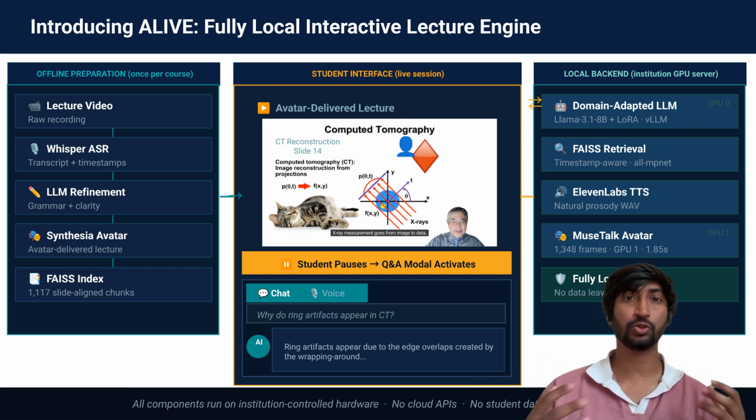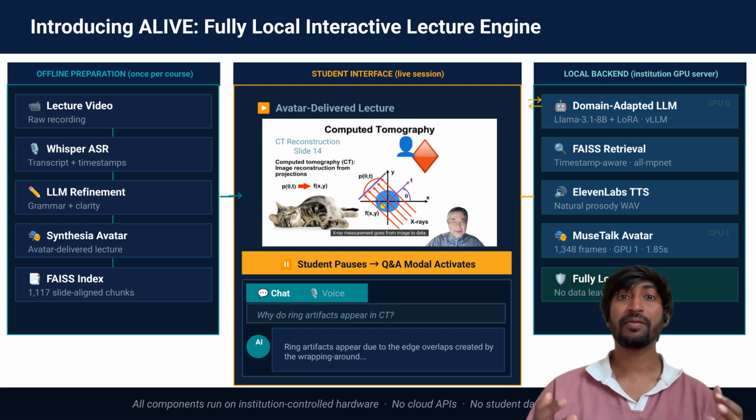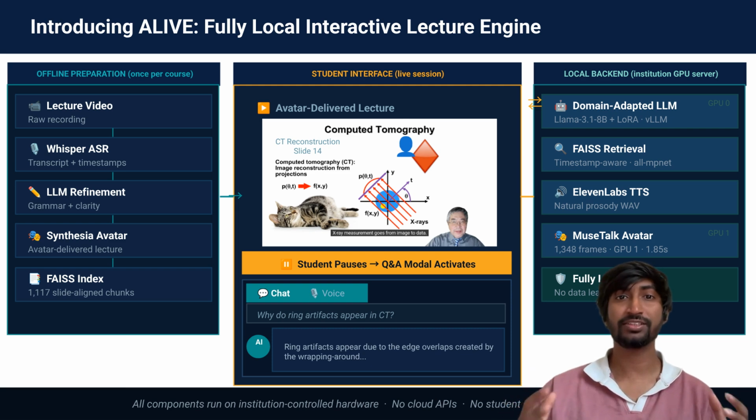This slide shows the overall system architecture. There are three main parts. The first part is offline lecture preparation. A raw lecture video is transcribed using Whisper ASR, and the transcript is refined for clarity. The lecture is then converted into a prepared avatar-delivered version. In this workflow, Synthesia is used for prepared avatar lectures. At the same time, the lecture content is split into slide-aligned chunks and indexed for retrieval.